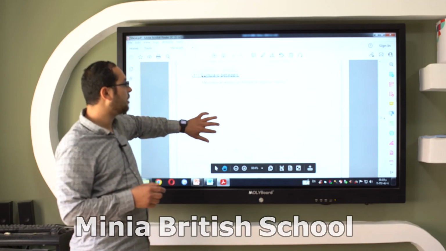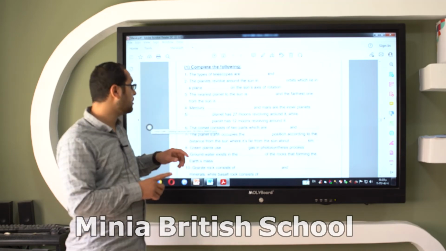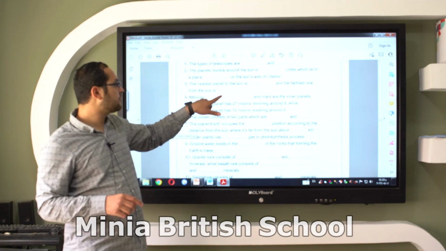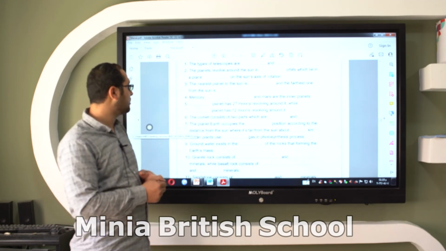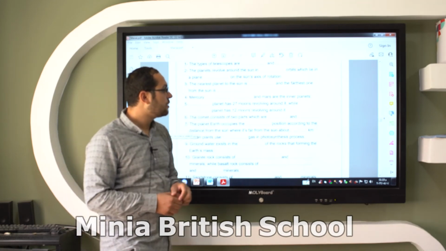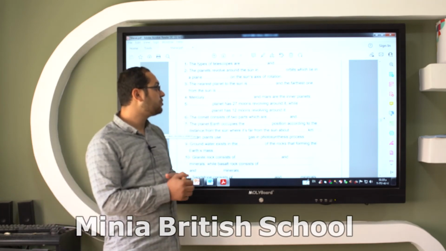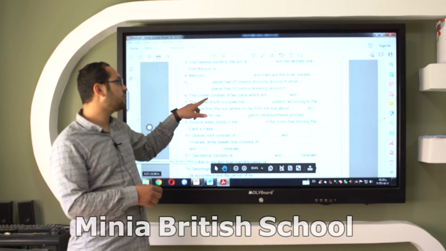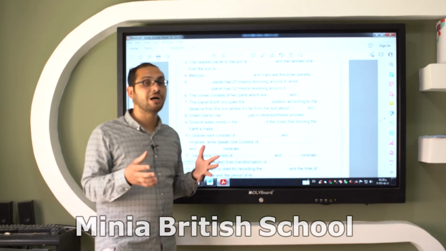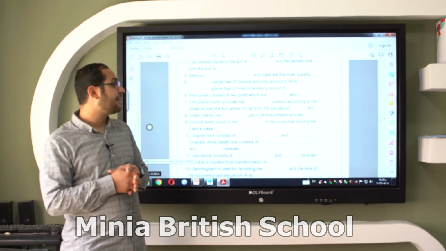What about the outer planets? The outer planets are Jupiter, Saturn, Uranus, and Neptune. Mercury, Venus, Earth, and Mars are the inner planets. Uranus has 27 moons revolving around it, while Neptune has 12 moons revolving around it. The comet consists of 2 parts, the head and the tail. The head consists of ice, pieces of rocks and dust, and the tail consists of cloudy gases.